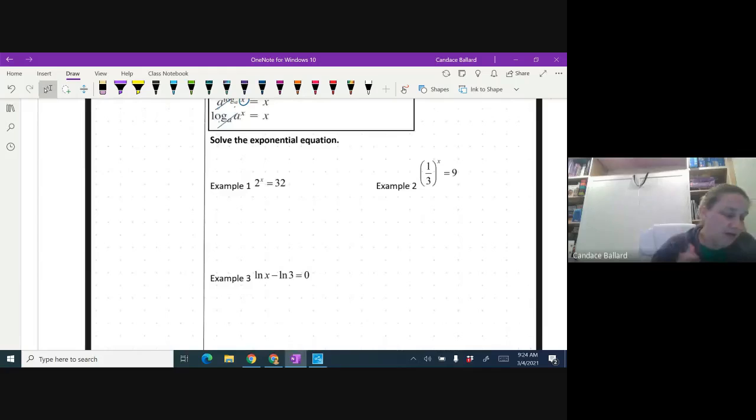So right now we've got good old exponential equations. And when I approach an exponential equation, the first thing I try to do is get my bases to be the same. So same base, same level.